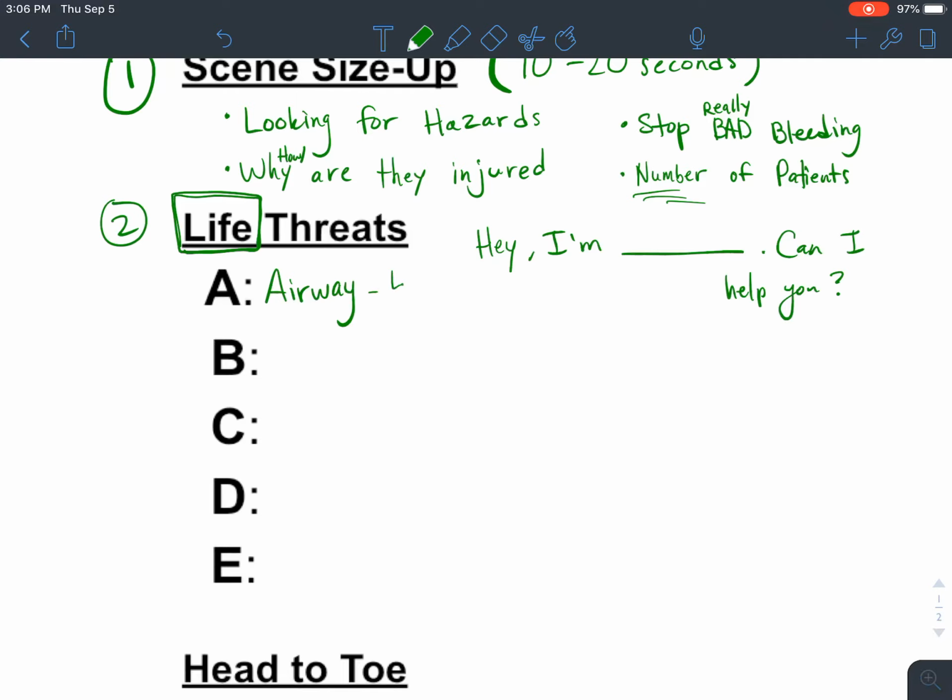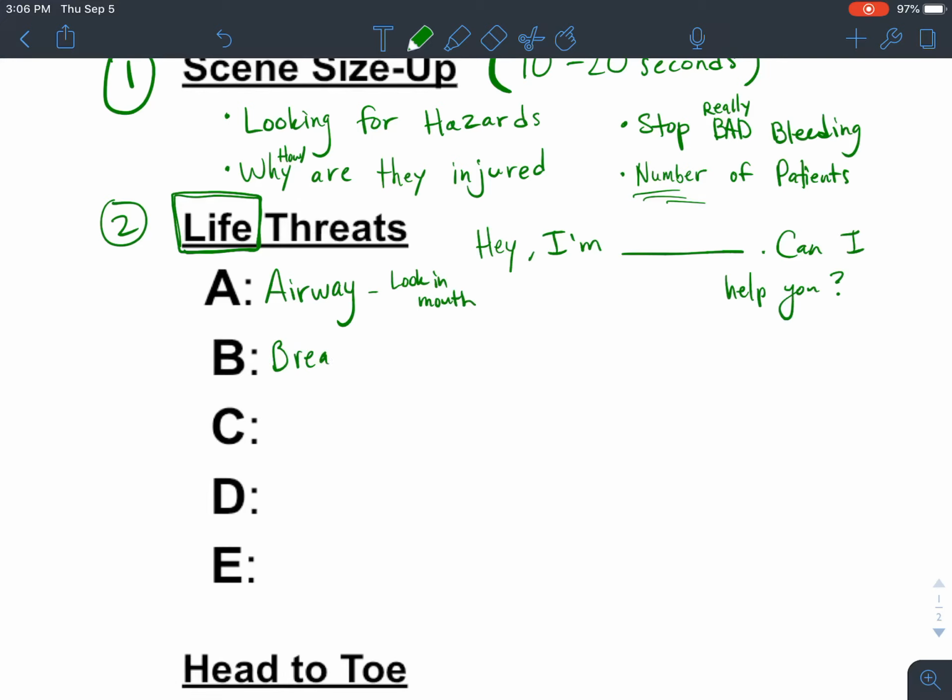Okay, we need to look in their mouth and see if there's anything stuck. If there's anything in their mouth, maybe they were choking, well, we need to figure out a way to get that out. Maybe they have some blood coming out of their mouth. We need to check and see, well, where is that coming from? The next thing we need to do after we check their airway is make sure they can breathe. So we're going to check their breathing.